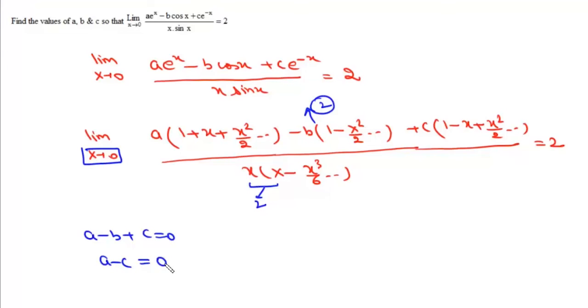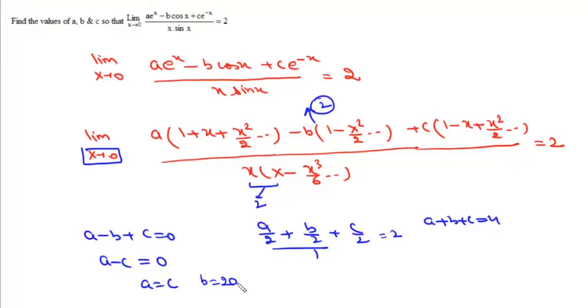Now once we have eliminated all the lower degree terms, then answer to this limit will be coefficient of x square in the numerator upon coefficient of x square in the denominator. Now coefficient of x square in the numerator will be a by 2 plus b by 2 plus c by 2 upon 1 and will be equal to 2. So we get a plus b plus c equals 4. Now a equals c and b equals 2a. So we get 4a equals 4. That means a and c are 1 and value of b is 2.